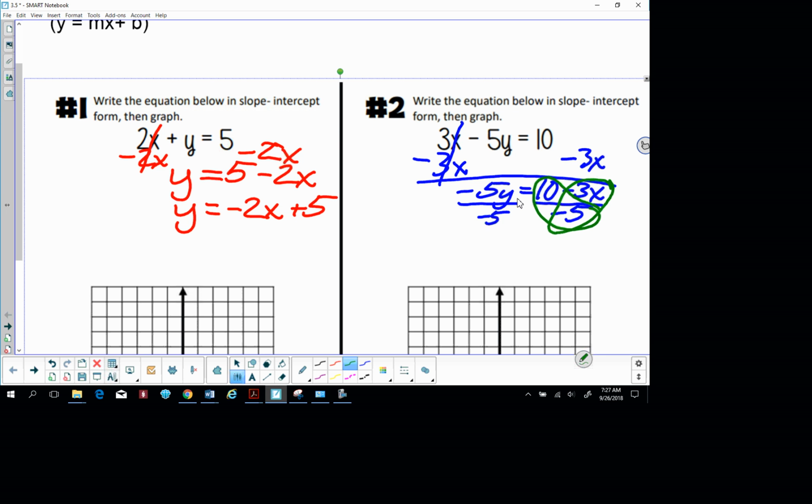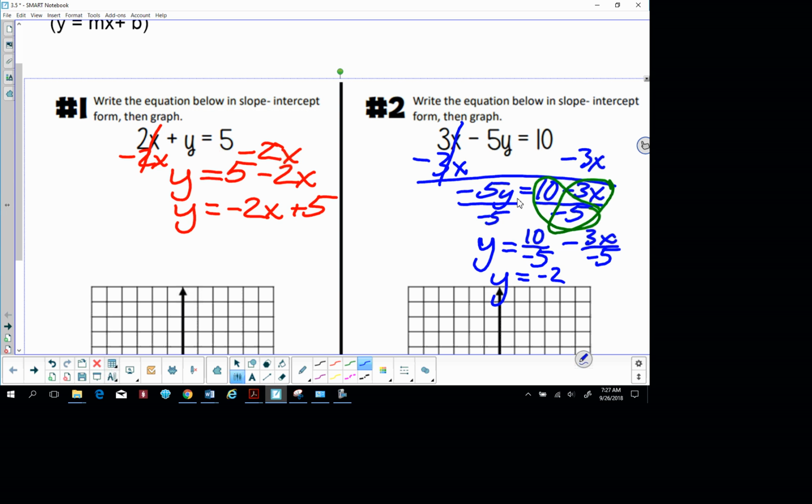So then when we rewrite it, we're left with y equals 10 divided by negative 5 minus 3x divided by negative 5. Okay, I heard it out there somewhere, negative 2. So we're going to be left with negative 2. So we have y equals negative 2.